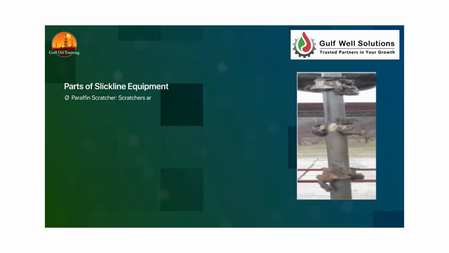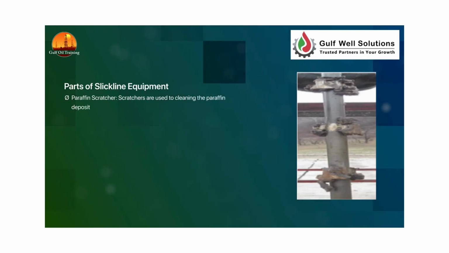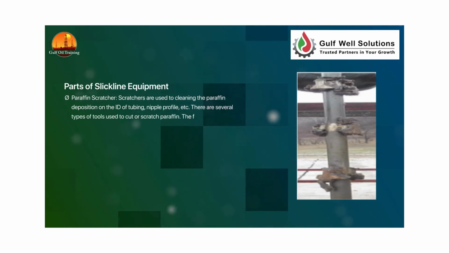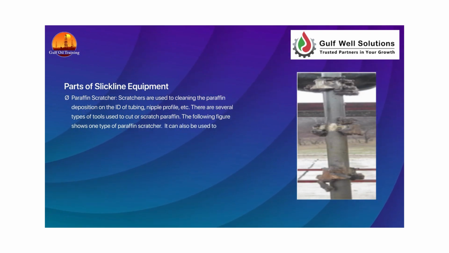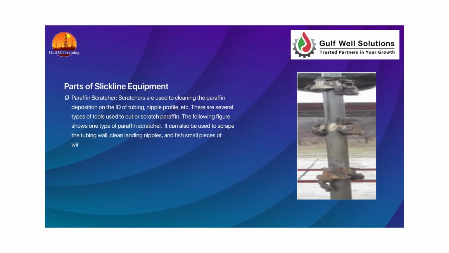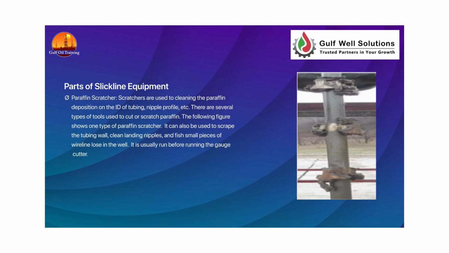Paraffin scratcher. Scratchers are used to clean the paraffin deposition on the ID of tubing, nipple profile, etc. There are several types of tools used to cut or scratch paraffin. The following figure shows one type of paraffin scratcher. It can also be used to scrape the tubing wall, clean landing nipples, and fish small pieces of wireline loose in the well. It is usually run before running the gauge cutter.